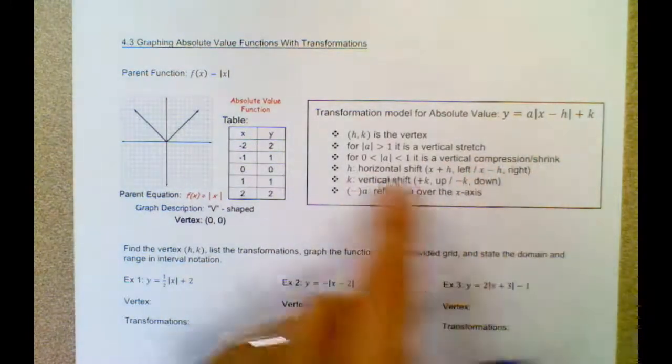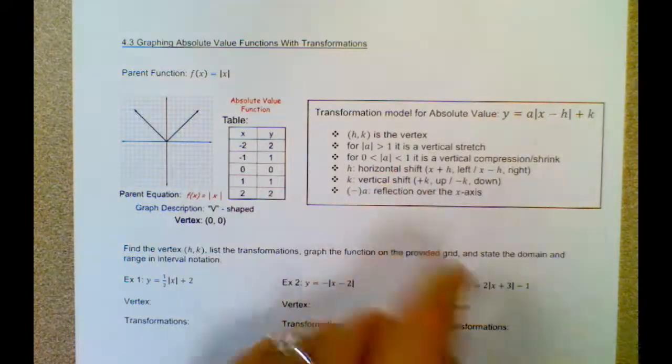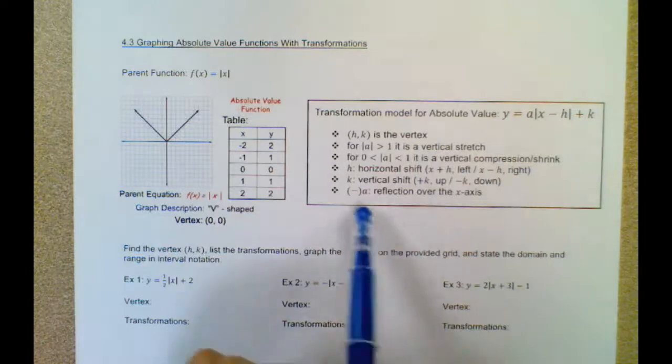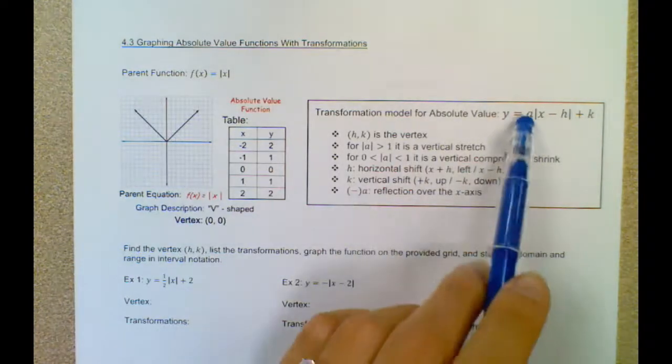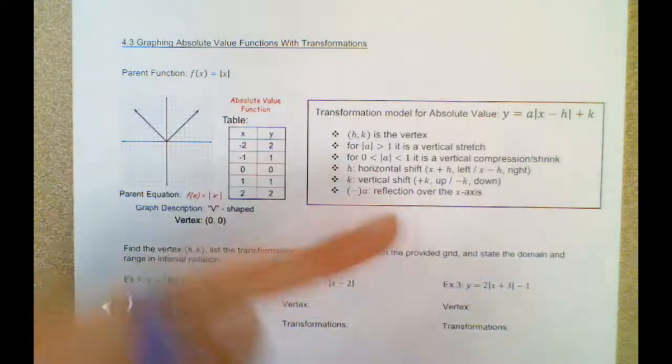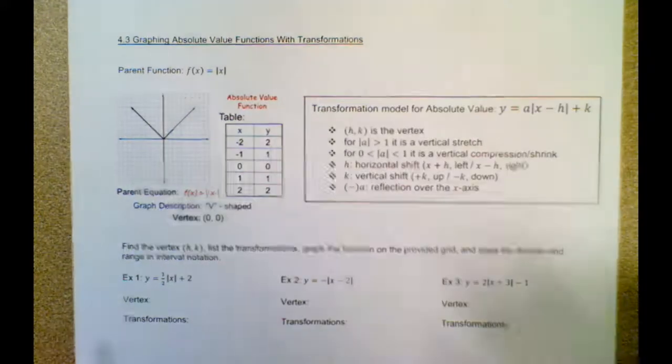This K value tells you if you have a vertical shift, so if you move up or down. If K is positive, you're moving up. If K is negative, you're moving down. And then if there's a negative out in front of this A value right here, that means you're going to have a reflection over the x-axis. So it's going to flip, like you guys like to say.